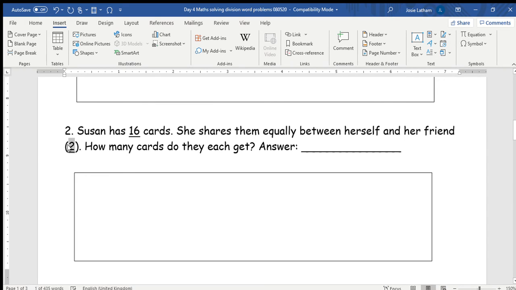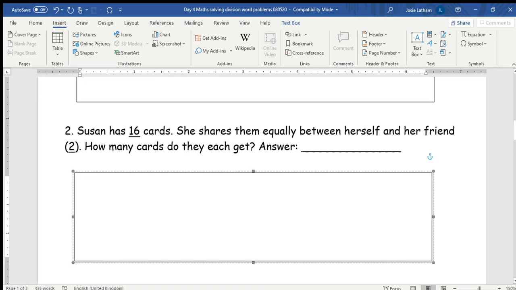She's sharing 16 cards between 2 people. Let's write that down as a number sentence. 16 divided by 2 equals, and we're going to take the same steps. This time we're not counting in fives, but we're counting in twos. So I'm going to write down all the multiples of 2 until I reach 16. 2, 4, 6, 8, 10, 12, 14, 16.